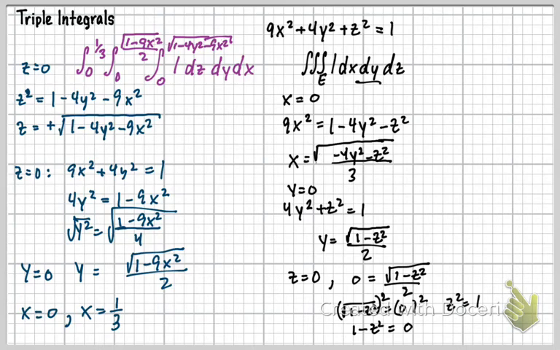I get z squared equals 1. I square root both sides. And again, I'm in the first octant, so z equals 1. So there's my upper bound and lower bound for z. So I have everything I need now to set up this triple integral.